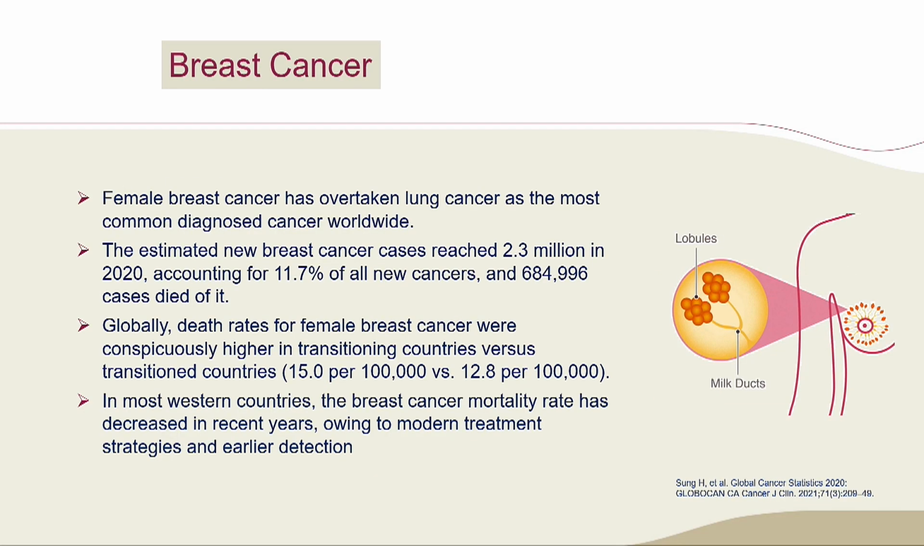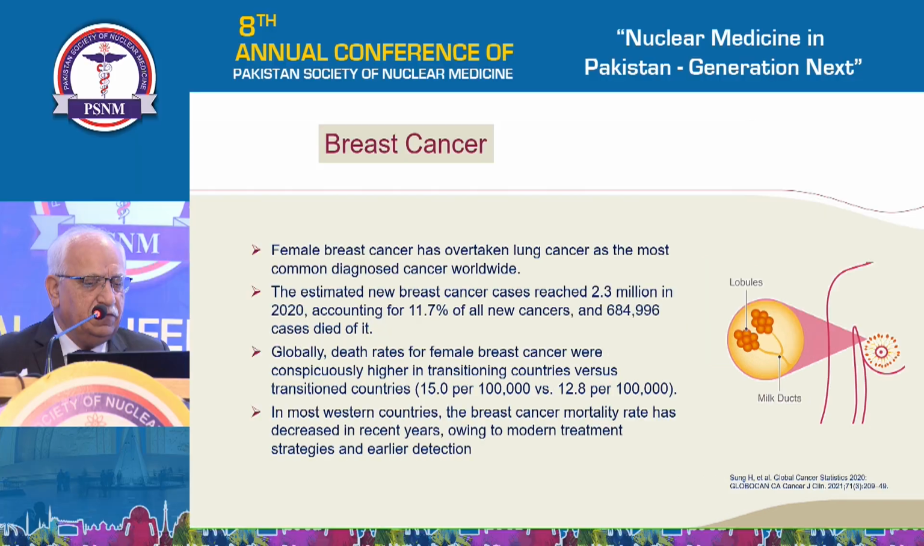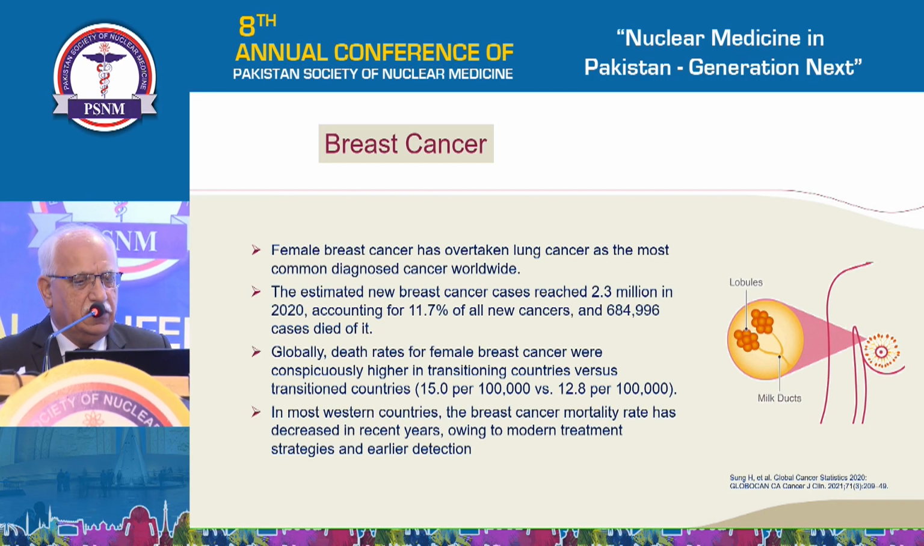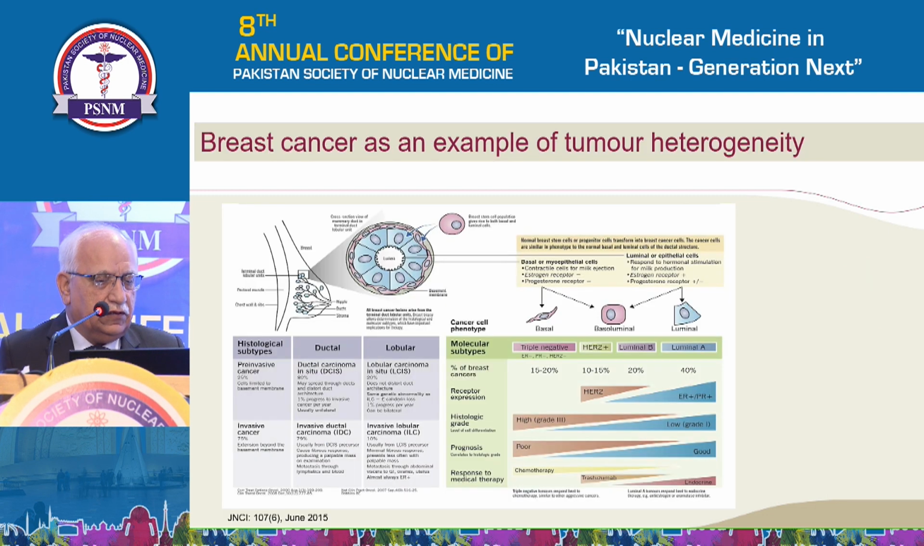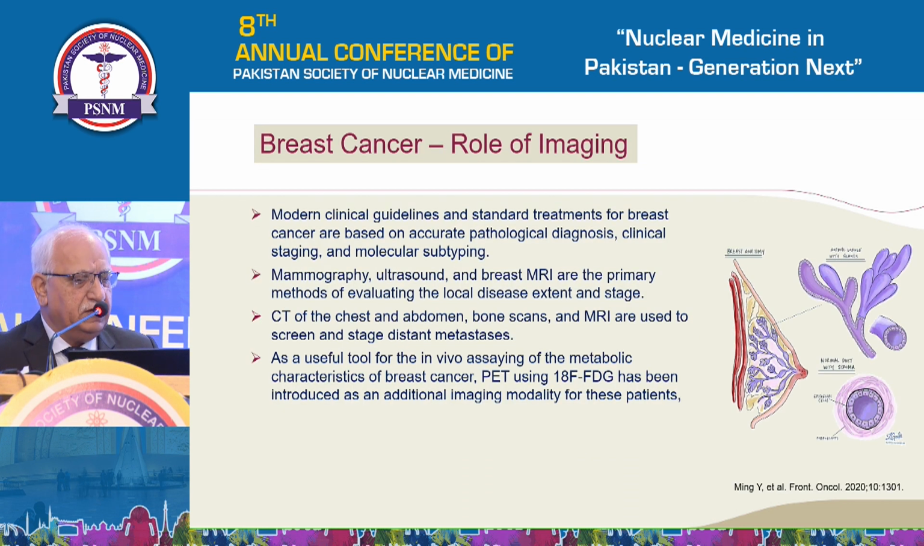We know that breast cancer is the commonest cancer worldwide, and it is associated with high mortality. It is more prevalent in transitioning countries like Pakistan as compared to transition countries. Histologically and by molecular subtyping, breast cancer is a very heterogeneous disease, and that is reflected in the treatment outcomes. We want imaging modalities which can differentiate this beforehand to foresee the treatment.